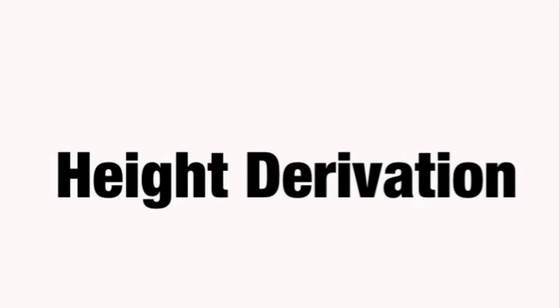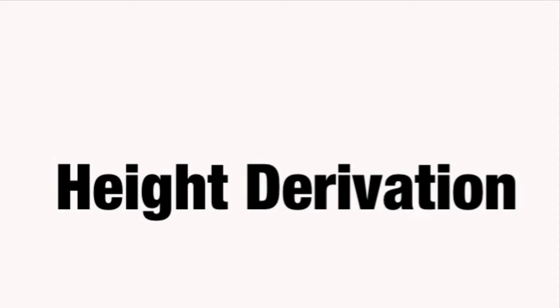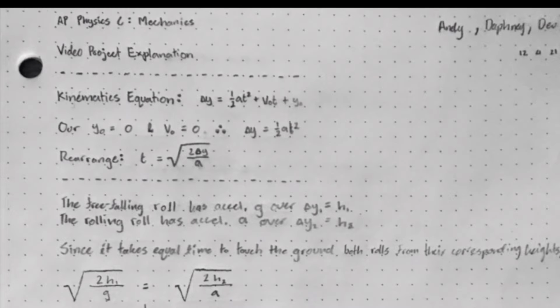So this video required symbolic derivation of the heights. We were able to find the heights to use in the test, in order to see if our equations and calculations were true. So you start with the kinematics equation of delta y equals 1/2 at squared plus initial velocity times time.